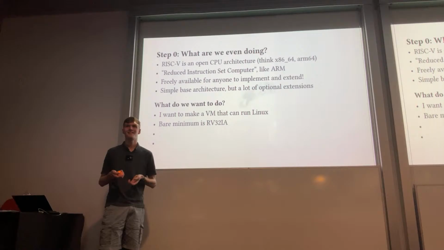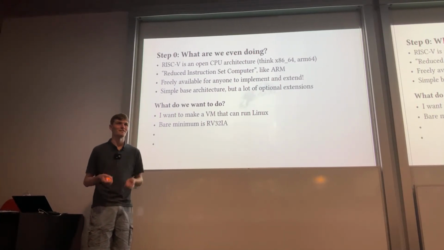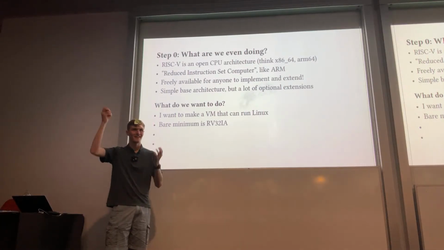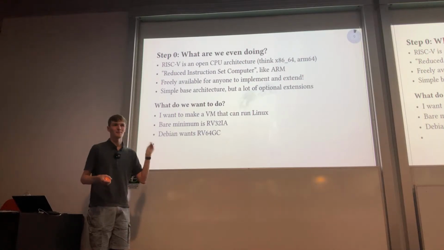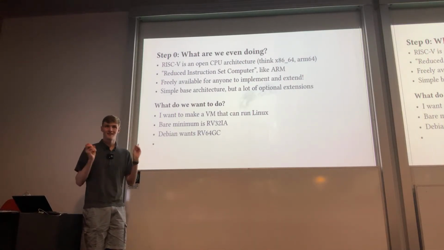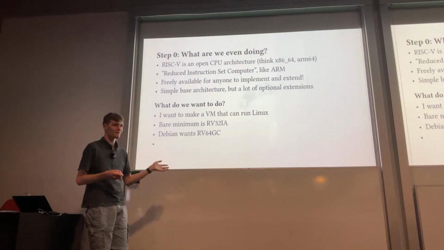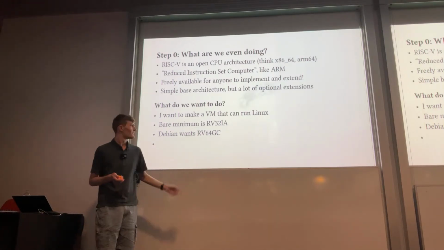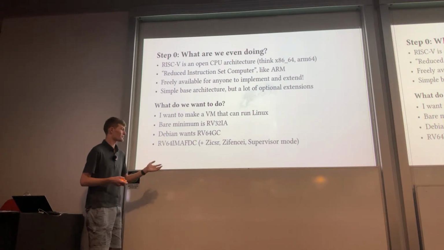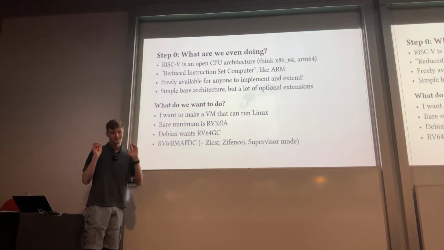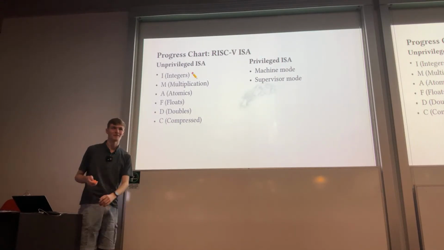And frankly, can I really say it runs Linux if I can't just download a Linux image from the internet and run it on my emulator perfectly fine? So instead, I'm going to be running Debian Linux, which wants a few more extensions. It wants a 64-bit base architecture and all of these extensions: IMAFDC, Zicsr, Zifencei, and supervisor mode. That's a bit of a mouthful, so we'll break it down and go through it step by step.